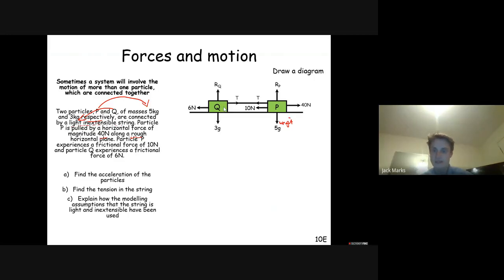With the other particle, don't forget to label these forces as well. We want to label all of the forces.